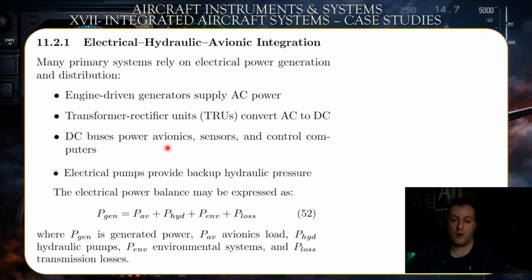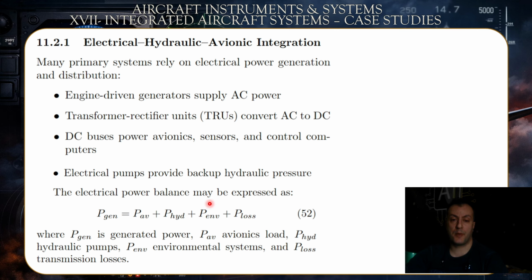DC buses power avionics, sensors, and control computers. Okay, so these three are powered by or fed by the DC buses. Electrical pumps provide backup hydraulic pressure.